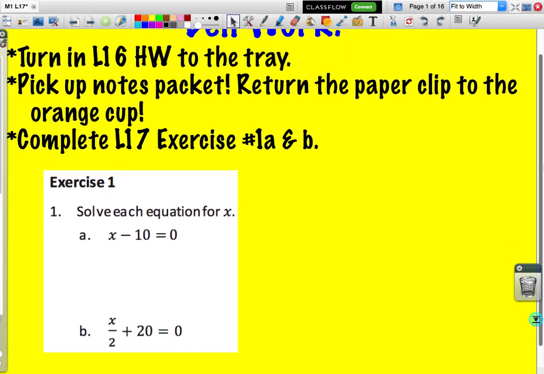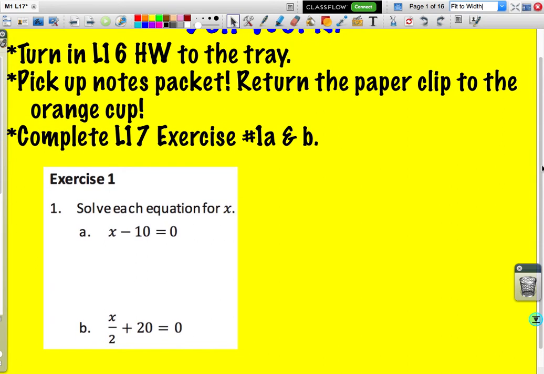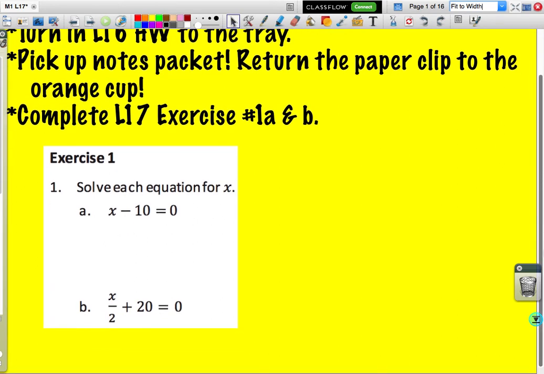Okay, so today we're going to look at Module 1, Lesson 17. So the first exercise in Lesson 17 notes, the directions say, solve each equation for x. x minus 10 equals 0. To isolate the variable, we need to add 10 to both sides. And that leaves us with x equals 10. Remember, to solve for something means you have to get the variable completely by itself.